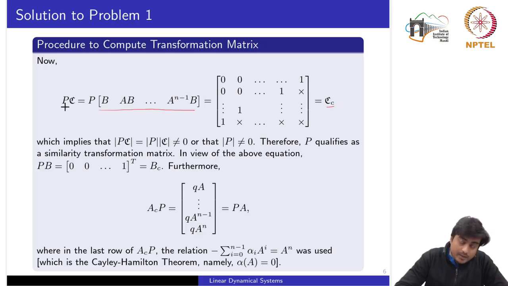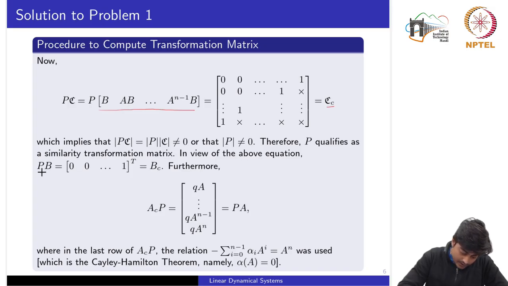You would notice that the P matrix we have obtained is also a non-singular matrix, because the determinant of P times C we can write as the individual determinants of P and the controllability matrix, which is not equal to 0. Because this is the controllability matrix of the canonical form, it cannot be equal to 0. If this determinant is not equal to 0, it implies that the determinant of the P matrix itself is not equal to 0. So P definitely qualifies to be a non-singular similarity transformation matrix, which can be obtained from the controllability matrix.